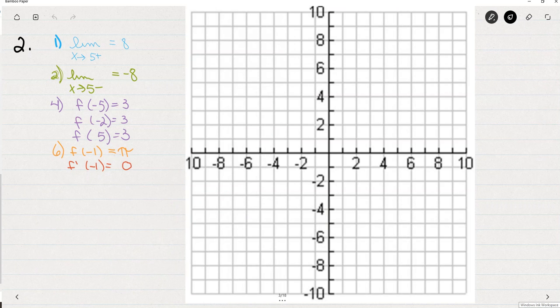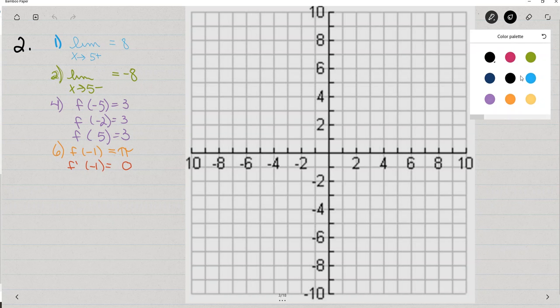Now this next example is going to ask us to sketch the graph of a non-constant function with each of these properties that are listed. If you'll ignore the numbering I have here, the numbering is for a particular class, but if you're watching this video and you're not in that particular class, just ignore that numbering. But what we want to do is sketch a graph of a non-constant function that has each of these characteristics. So let's start with the limit as x approaches 5 from the right is 8.